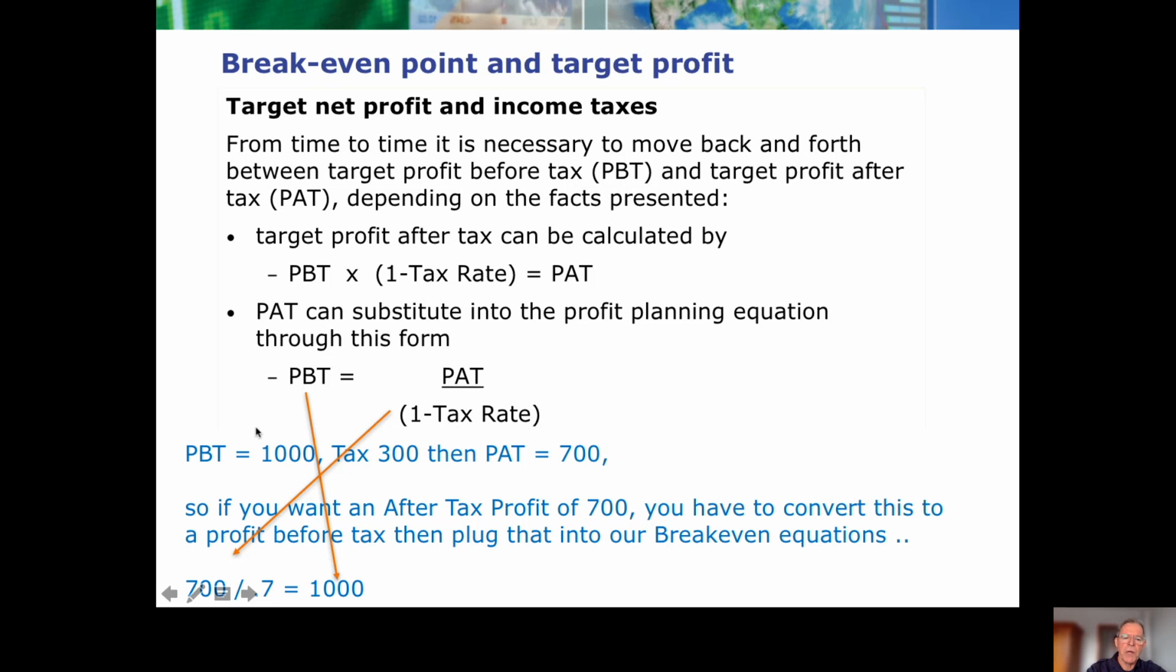So let's have a look at a quick example. If your profit before tax was $1,000 and the tax rate is 30%, you'll pay tax of $300. Therefore, profit after tax will be $700. So if a question gives you an after-tax figure, we're going to apply this formula here and prove that it works. If a question said, look, we would like an after-tax profit of $700, to convert that, we'll go 700 divided by 1 minus the tax rate. The tax rate's 30%, so $700 divided by 0.7 will give us $1,000. We can be confident that formula's working and we're good to go. So don't plug a profit after tax in; do a quick conversion and plug a profit before tax into your equations.